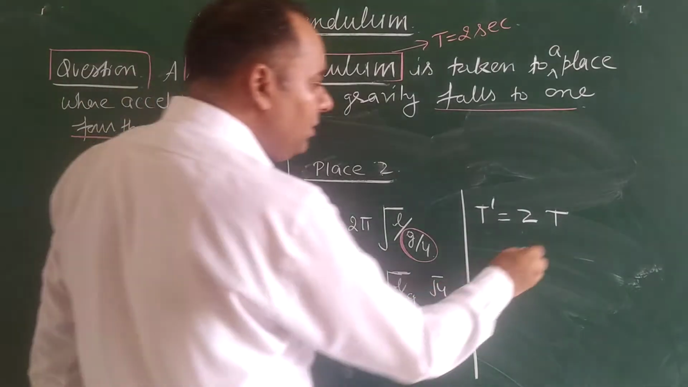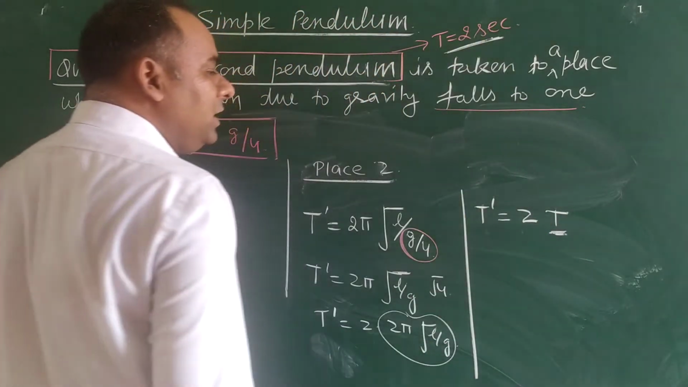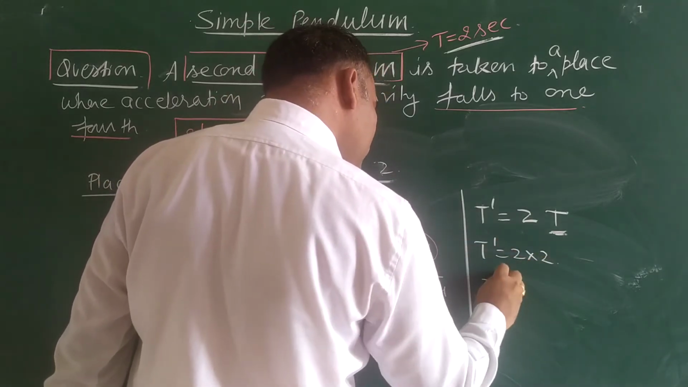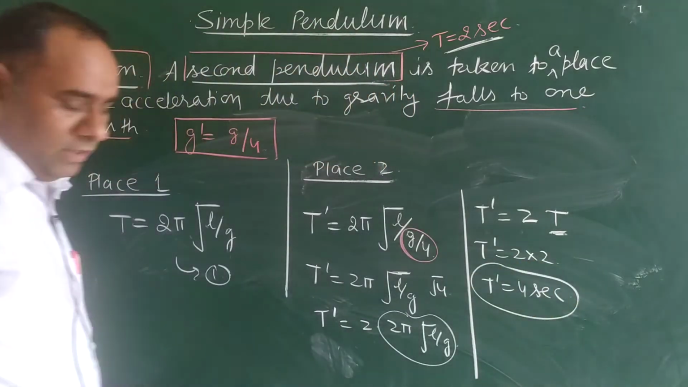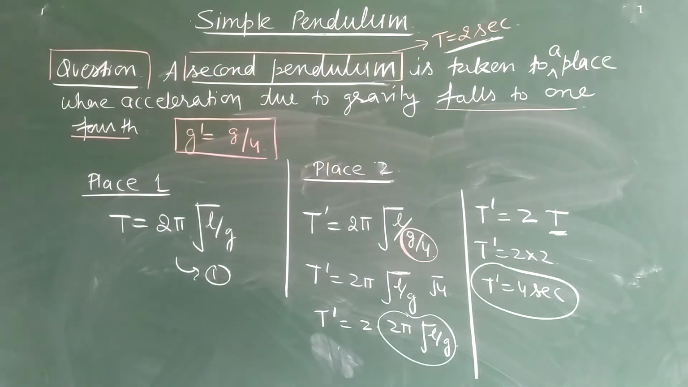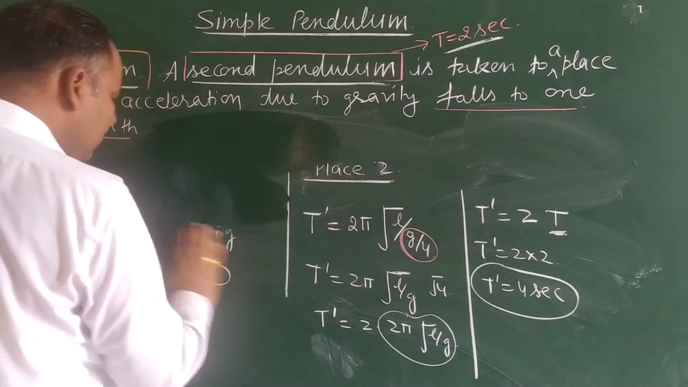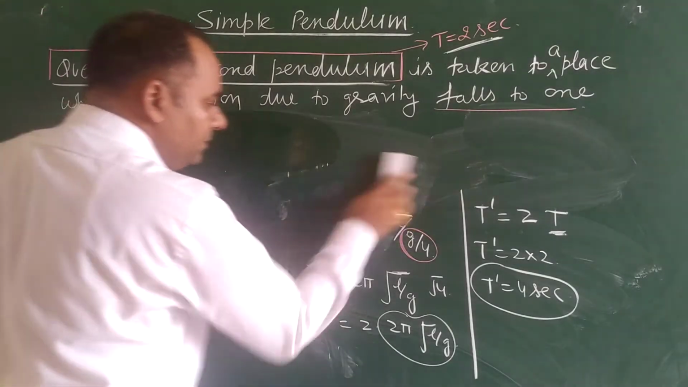So what is the time period of the second pendulum? The time period of the second pendulum is 2 seconds. Therefore t dash is equal to 2 into 2, that is 4 seconds. Clear? The time period is 4 seconds. Now, another method to solve this problem. So what is another method to solve this problem?